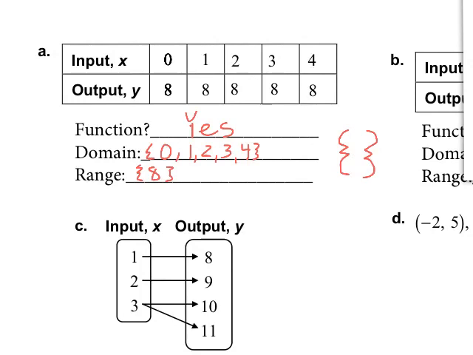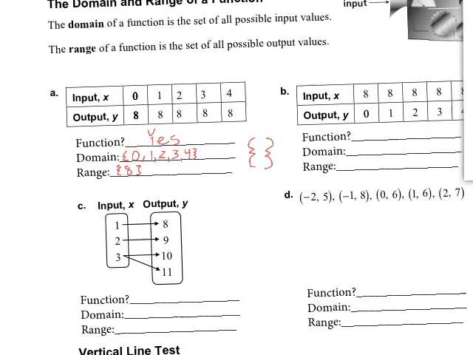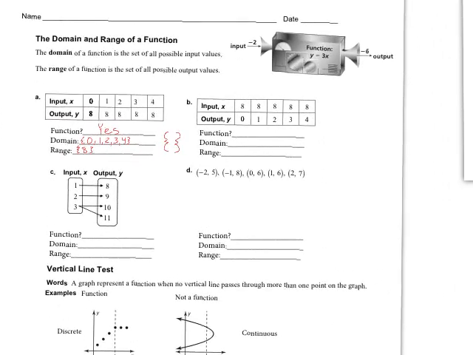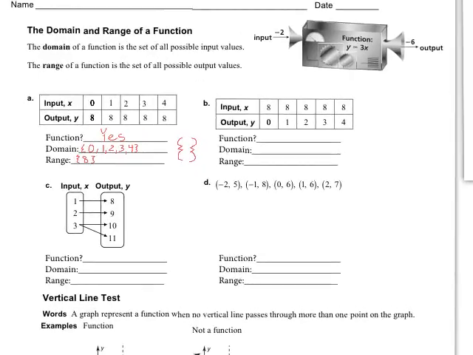Okay, so I say yes, it's a function. I put my domain, which is all of my x values. I put my range, which is all of my y values. Do not repeat domain and range values as you're putting them into the set. Okay? All right, so I'm going to give you guys some time to do B, C, and D together with your groups. Okay, B, C, and D together with your groups. Go ahead.